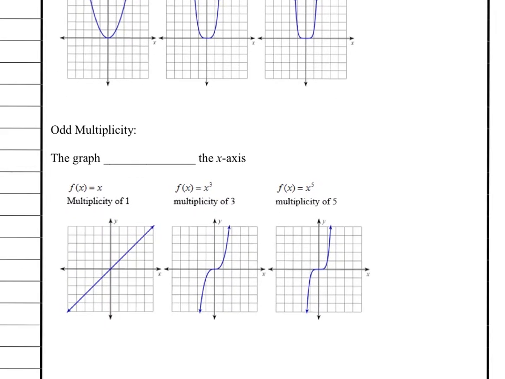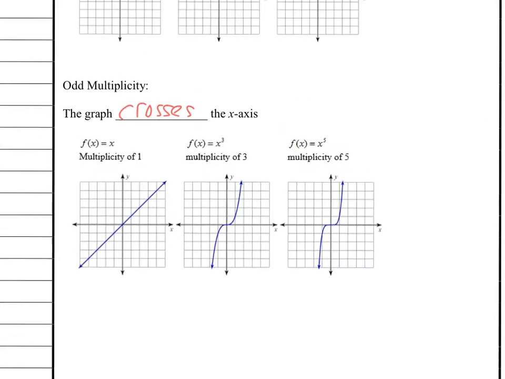Odd multiplicity: the graph crosses the x-axis. And again, two different ways we can cross. If it's a multiplicity of 1, it will be a nice straight line. As soon as you see that curvature where it crosses once, that's either going to be 3, 5, for the exponent 7, 9, and so on and so forth. But if it's a perfectly straight line, the multiplicity we can go with is 1.